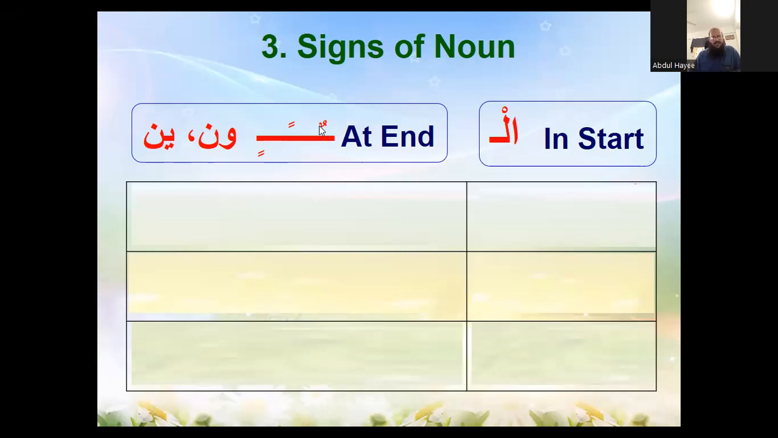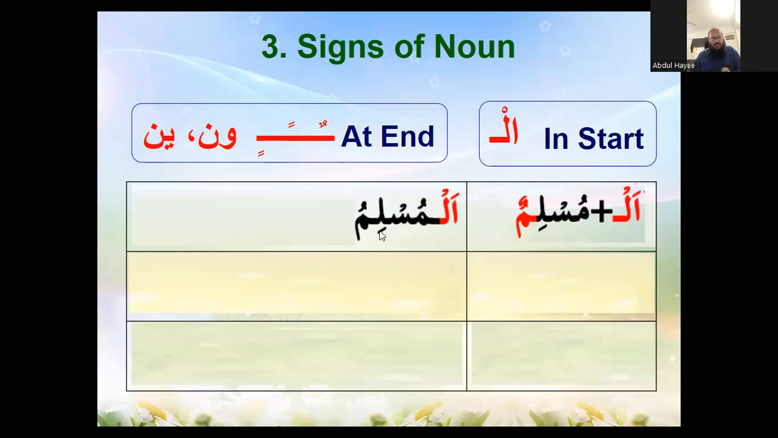At the end, we may have double dhamma, double fatha, double kasra, or at the end we have waw nun, ya nun, or alif ta. These all are the signs of ism. Let's have an exercise. If I join alif lam with Muslimun, meaning double dhamma, then I will get al-Muslim.